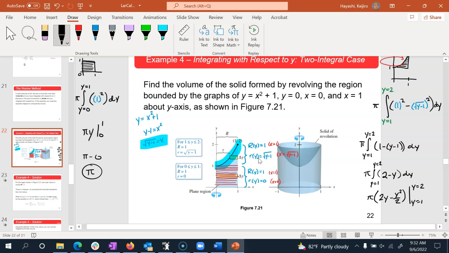If you plug in 2, that's going to be, what, 4 minus 2? Right? 2 times 2 is 4. 2 squared over 2 is going to be 2. So if you plug in 2, you get 2 pi. If you plug in 1, you get, what, 2 minus a half, so 3 halves pi. 2 minus 3 halves, 2 is equivalent to 4 halves. 4 halves minus 3 halves is 1 half. So pi over 2 is going to be the volume of this region.